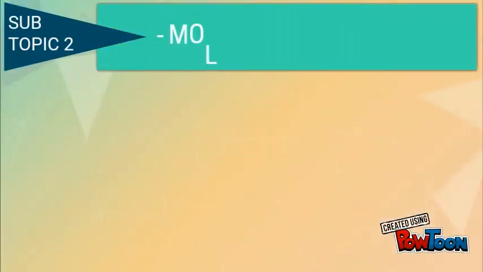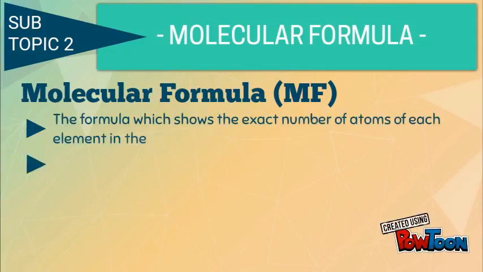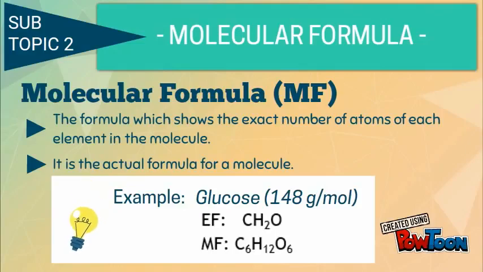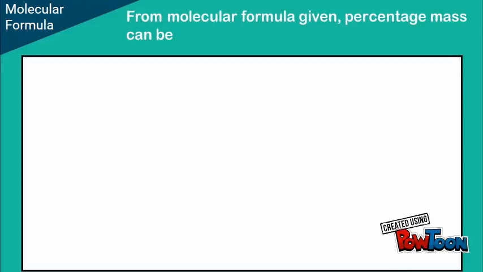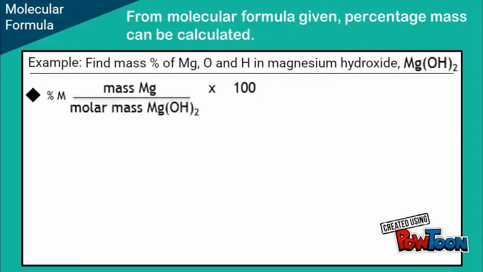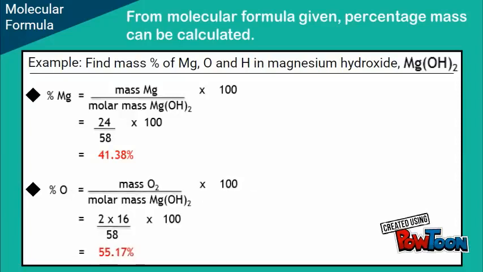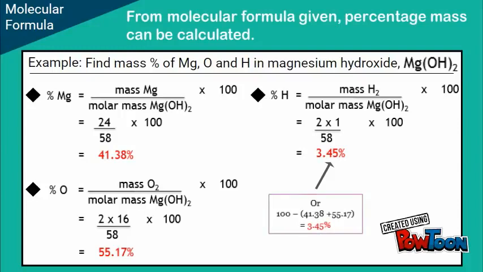Subtopic 2: Molecular formula. Molecular formula, the formula which shows the exact number of atoms of each element in a molecule. It is the actual formula for a molecule. From molecular formula given, percentage mass can be calculated. Here are some examples.